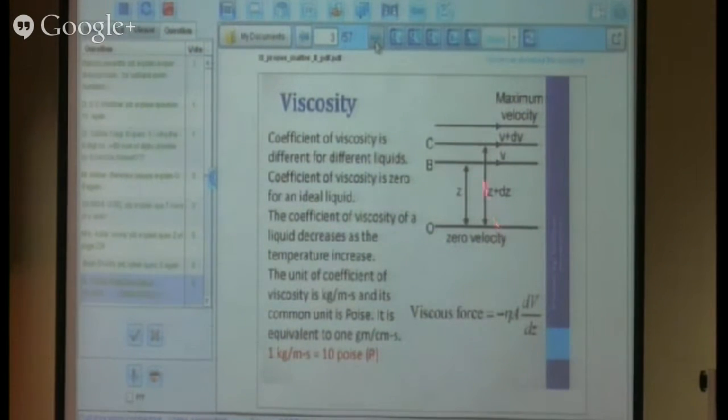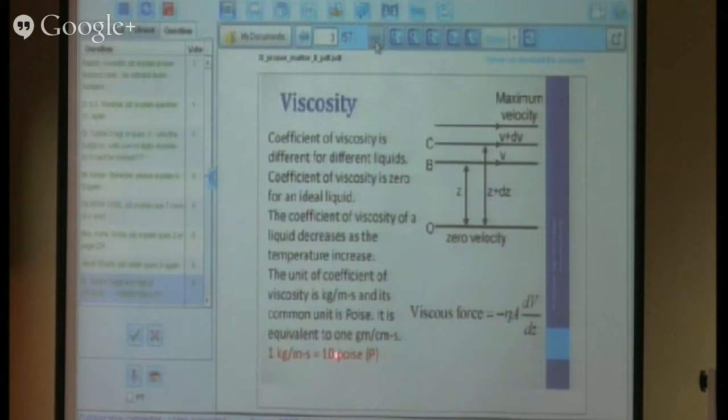So if I take a layer of an area A, then the viscous force is given as negative. Negative is because it's the opposing force. Eta is the coefficient of viscosity, A is the area, and dv by dz is the velocity gradient. Here it's very important to remember one thing, that the SI unit of coefficient of viscosity is 1 kilogram per meter per second.